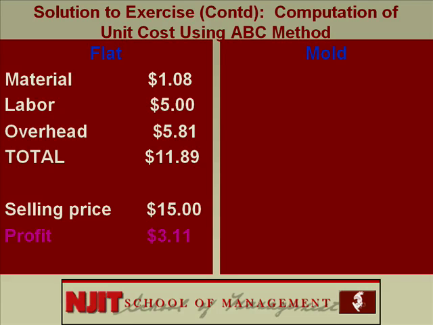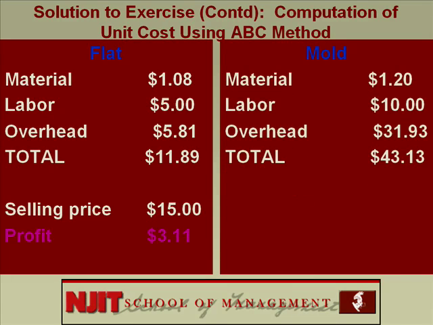For the mold, the material $1.20 per unit, labor $10 per skateboard, overhead, what was it, $31.93 per skateboard. So you get a total of $43.13. The cost, selling price $25. So you actually make a loss of $18.13 for mold.